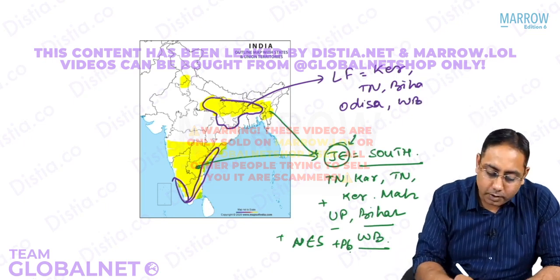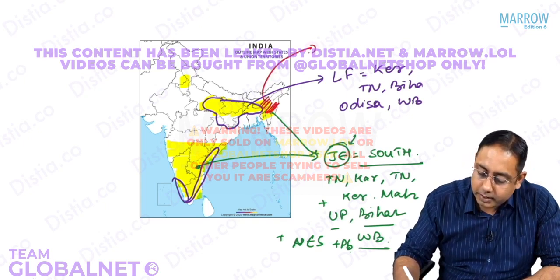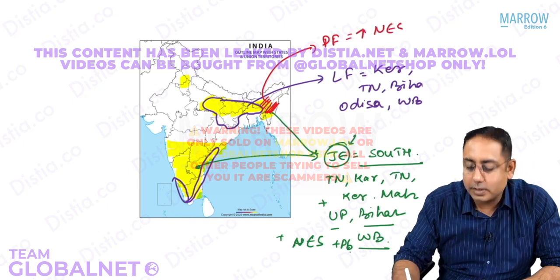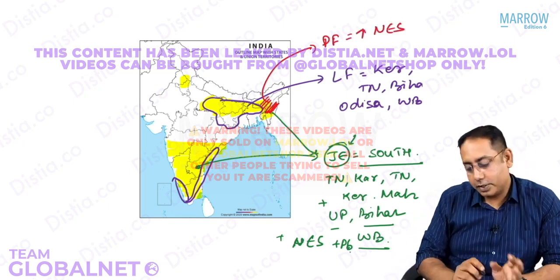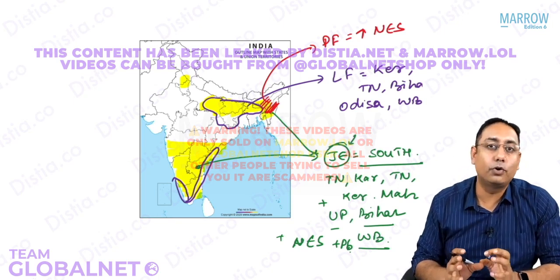Next in line, if you talk about Plasmodium falciparum, please note the red color shaded is for Plasmodium falciparum. It is more in the northeastern states. Next in line, let me tell you which are the areas which are more important for goiter.